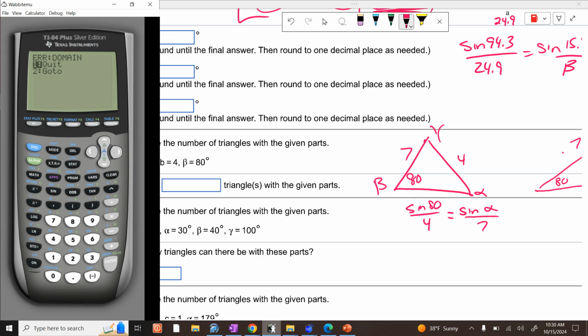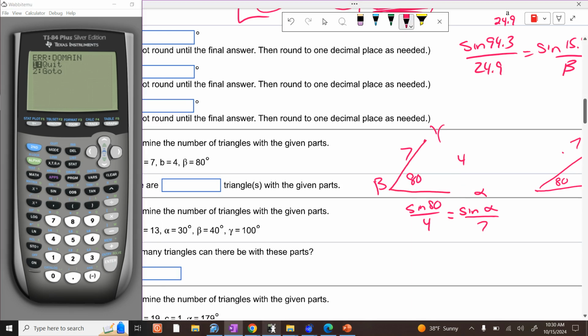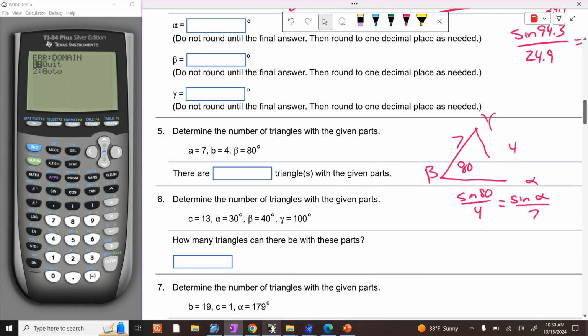Domain error. What we got here is a dangle problem. It's just a dangle. It's not a triangle, because it's got an end that's dangling out there that'll never hit the other side. Okay? So if you got a dangle, there's 0 that work like that. Okay? Let's look at this one.